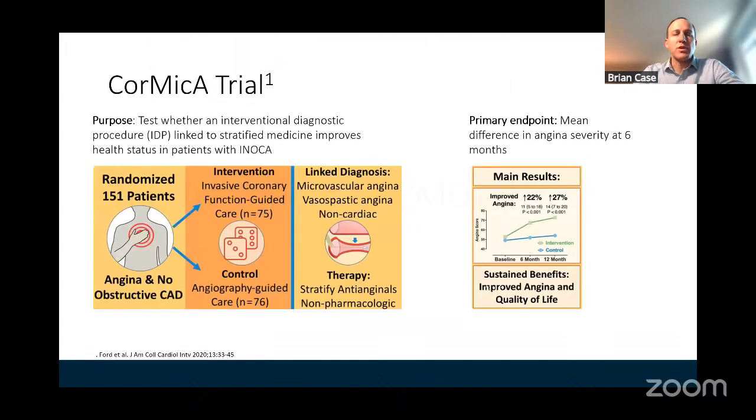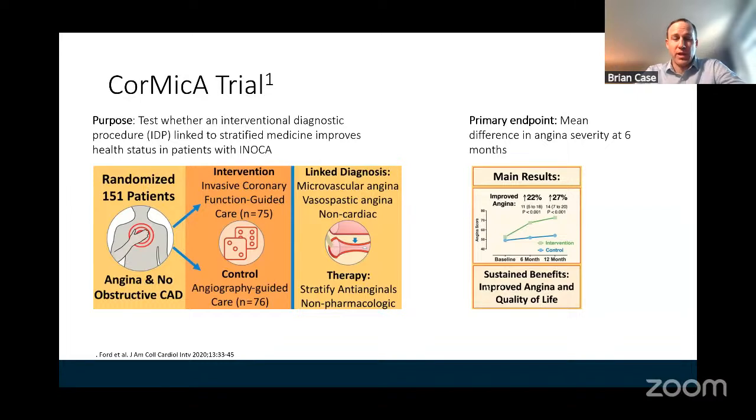How do we treat patients for CMD? I'll talk briefly about this. We know from the landmark CorMicA trial from Dr. Tom Ford and co-investigators that doing coronary functional testing has a dramatic impact on our patients. It improves their quality of life in 2 ways. One, it gives them a diagnosis. They get validation of their symptoms. You know, they're not crazy. They have real chest pain, and we can identify specifically what that chest pain is.